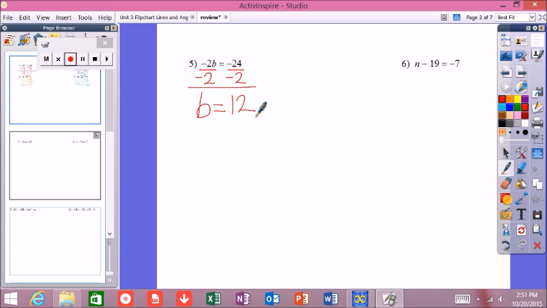And on number 6, what letter are you solving for? What variable? N. And what comes right after n? -19. So move that over by adding 19 to both sides. N equals -7 plus 19 is +12.